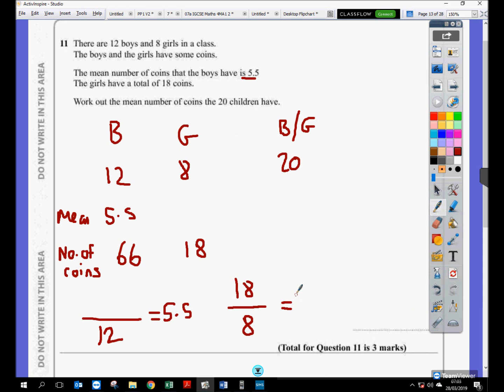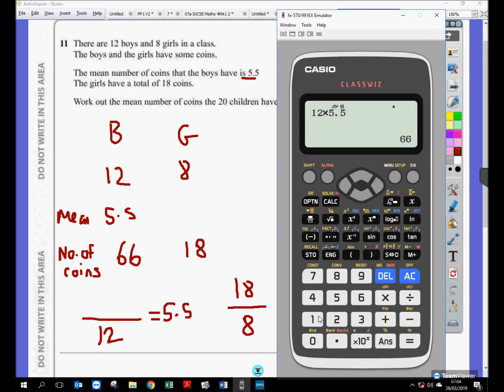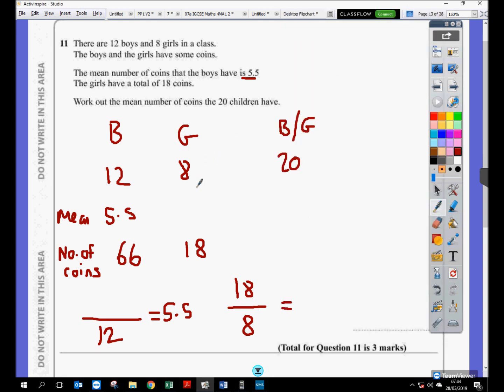Now we can work out the mean number of coins for the girls. If we wanted to, we'd set it up like this: 18 divided by 8, just to complete the table. So the girls have 2.25 coins on average. The question is really to work out the mean number of coins that the children have. To do that, you need to know the total number of coins in the first place, which would be 84: 66 from the boys, 18 from the girls.